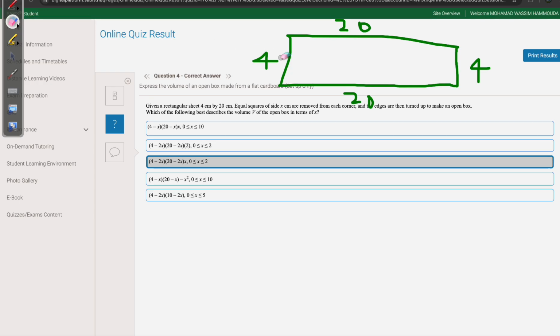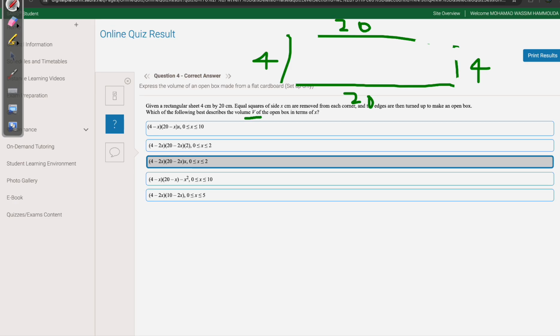Now we will be taking off x from each corner. X from this corner, x from this corner, and x from this corner, x from this corner. You get what I mean. But they want the volume. In questions like these, always remember that the height, because here they're asking for the volume, is always x. The height is always x.